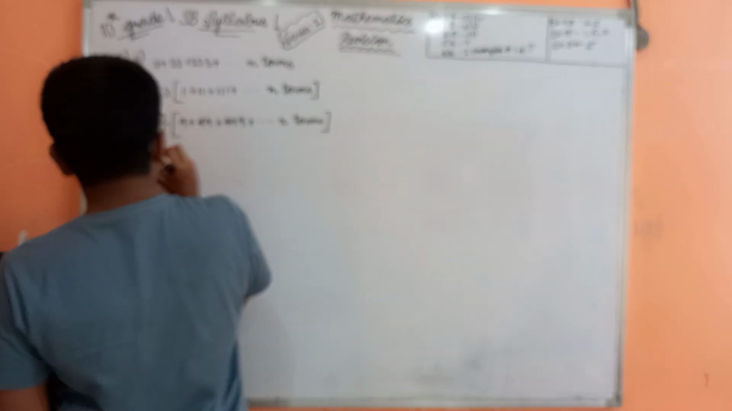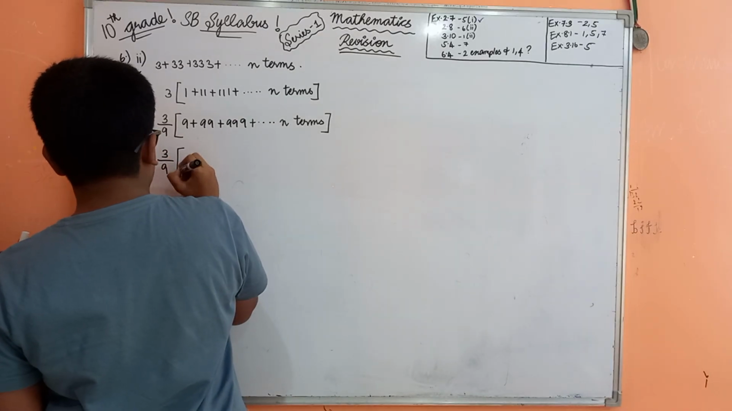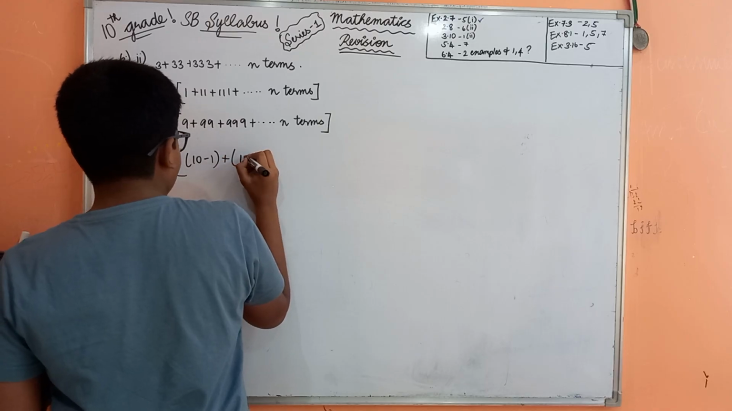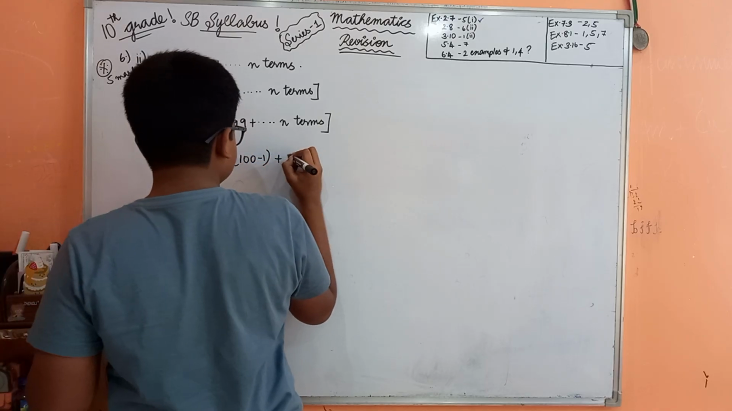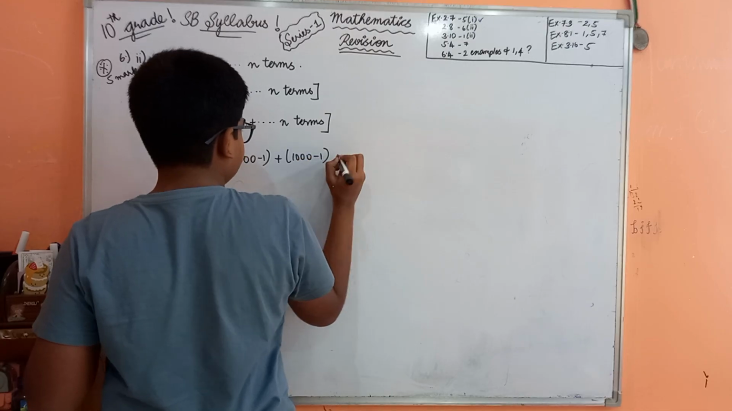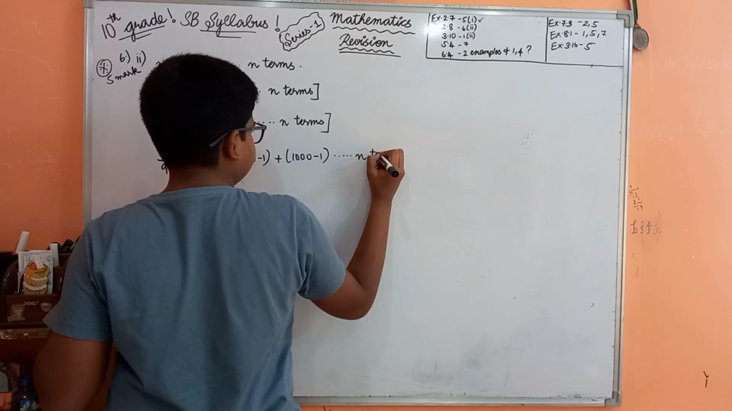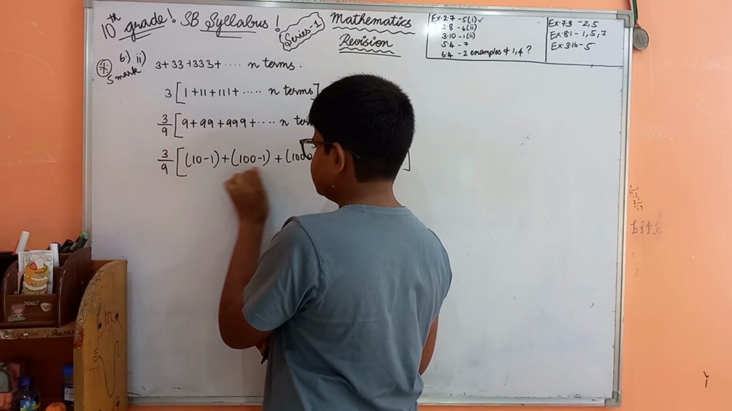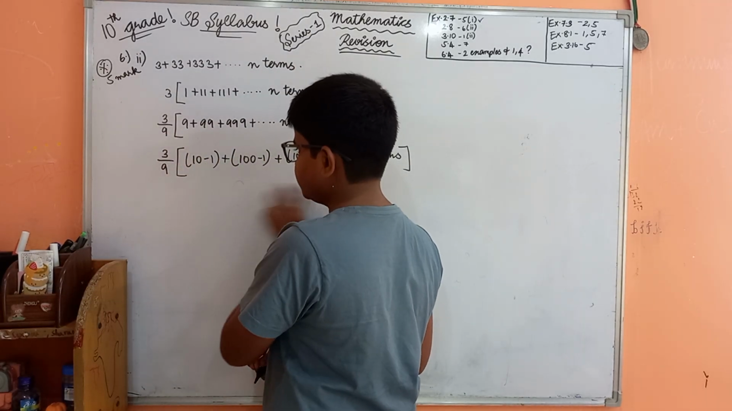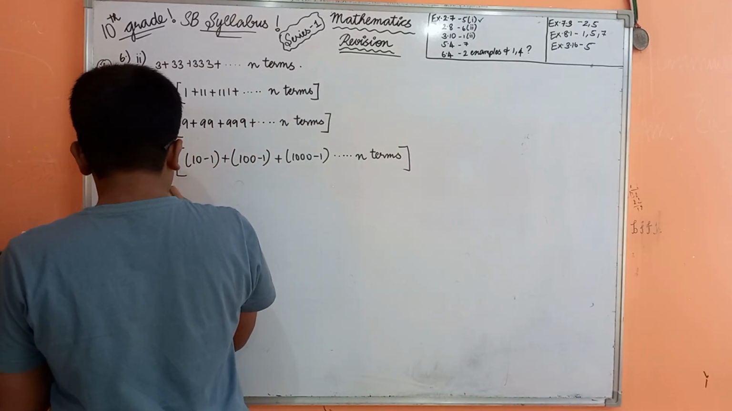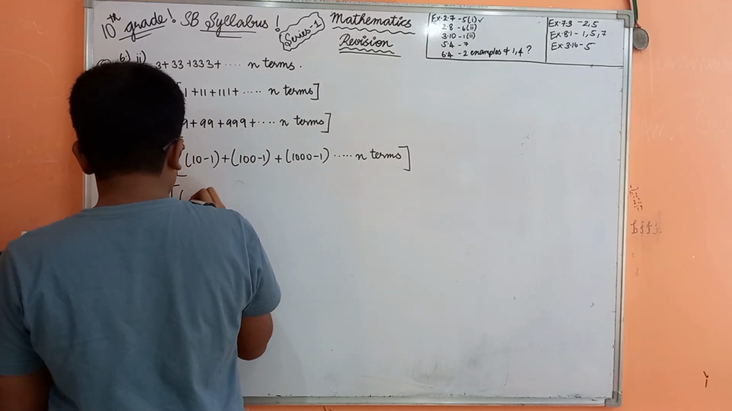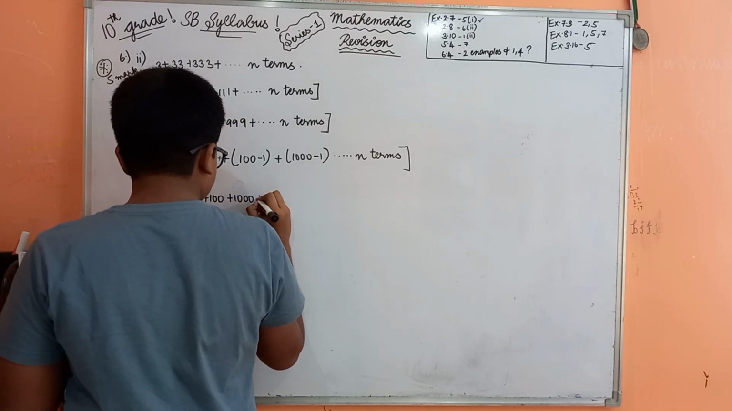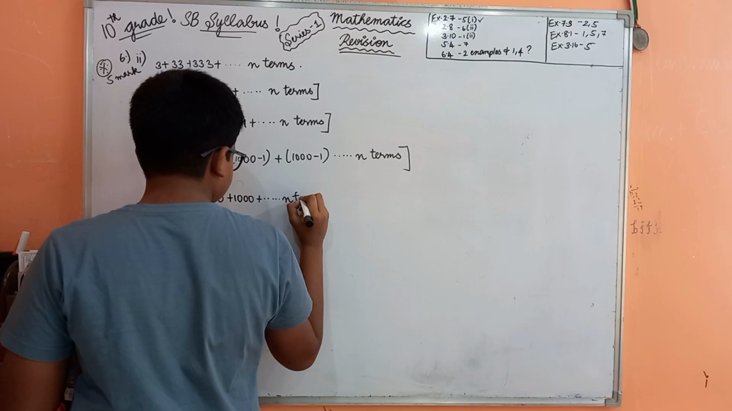So the largest thing you can put is 9. 3 by 9 is 10 minus 1. Same goes for 99, 100 minus 1, and 1000 minus 1, dot dot dot to n terms. So we can take the tens, hundreds and thousands as one term and the ones as a different term. So 3 by 9, 10 plus 100 plus 1000 plus dot dot dot to n terms.